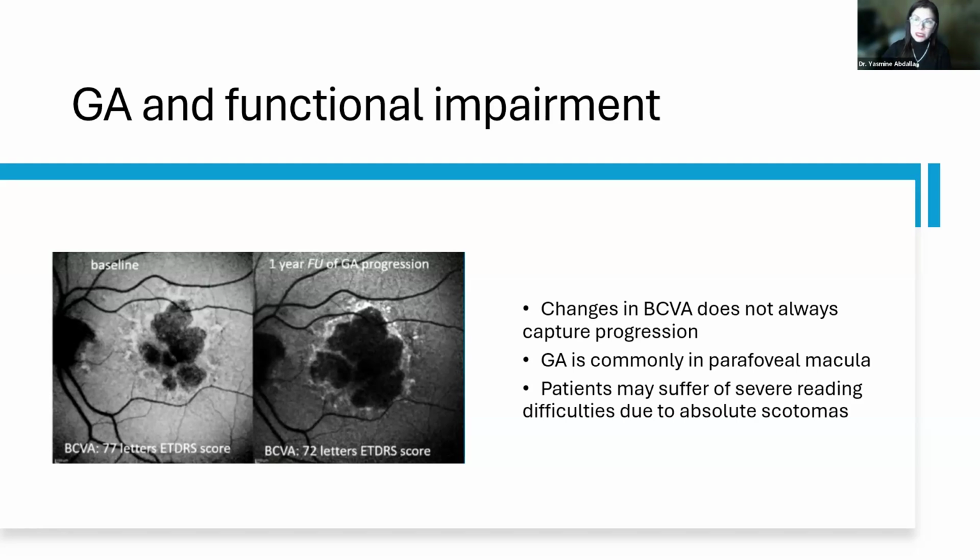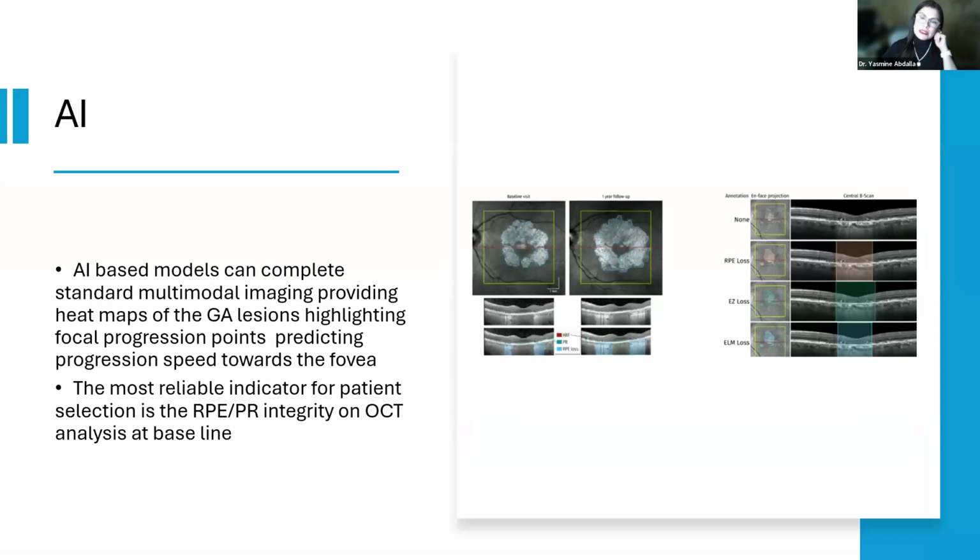So again, going through the new and exciting things that we can do. One of them is AI. AI has been recognized by the FDA in the section of geographic atrophy attenuation in some of the geographic atrophy trials, such as the RECLAIM phase 2. And these models can complete multimodal imaging with heat maps, highlighting focal progression points, and it can even predict progression speed. Again, it can be an indicator for patient selection for many of the treatments to come. Those AI models use machine learning to look through thousands upon thousands of OCT scans, and they come up with predictions.